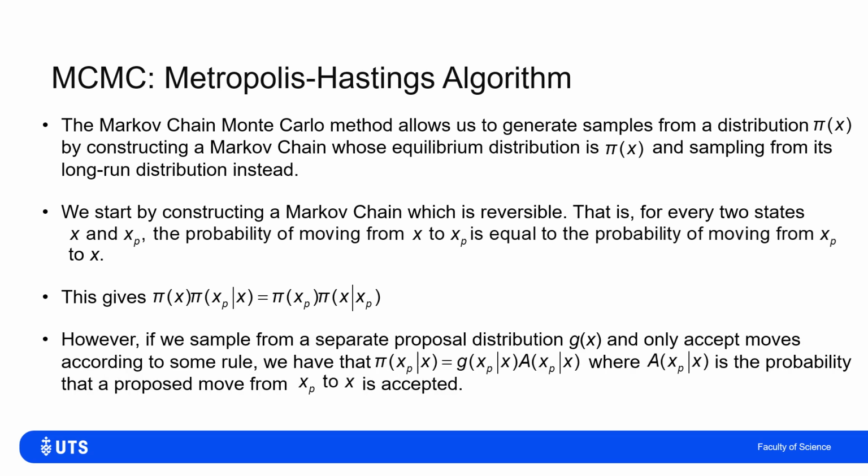So if I now say, well, I'm not actually able to calculate pi of xp given x, but I can say what's g of xp given x. So I can say, what's the chance that the proposal distribution says go from x to xp? And then multiply by the chance that I actually do that, because then the probability that I actually go from x to xp is that the proposal distribution says, I think you should go from x to xp, and then the probability that I actually do that. So I need to find an acceptance probability that satisfies that criterion.